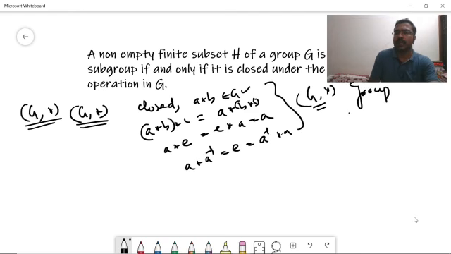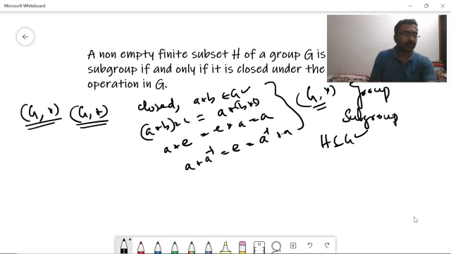Now what is a subgroup? A subgroup is nothing but a subset of a group G which has all the properties of a group. So a subset H of G which also has all the properties of a group. That is, it will be closed, it will be associative, it will have an identity element, and it will have an inverse of every element in H. So basically the subset is a group in its own right.